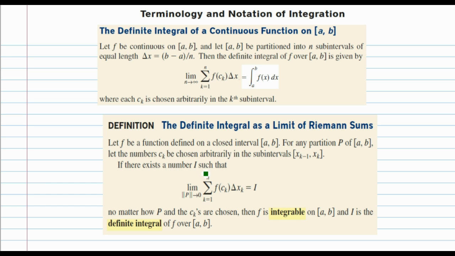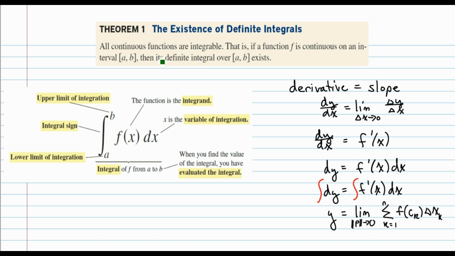Now this notation down here is essentially saying the same thing, but we're saying take the magnitude of P, the largest subinterval width you could possibly find, as that approaches 0, as that rectangle's area approaches 0, you take the sum of those, multiplying their length times their width, and you still get that same integral notation here. So all continuous functions are integrable, and as you will see in future examples, some discontinuous functions are also integrable. But that is, if the function f is continuous on an interval a to b, then its definite integral over a to b exists.